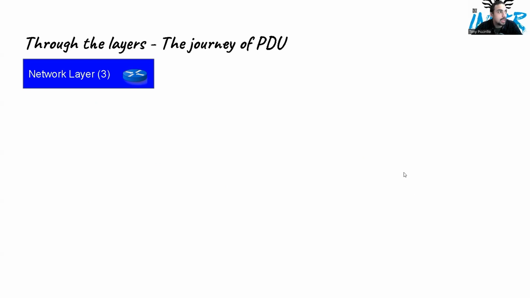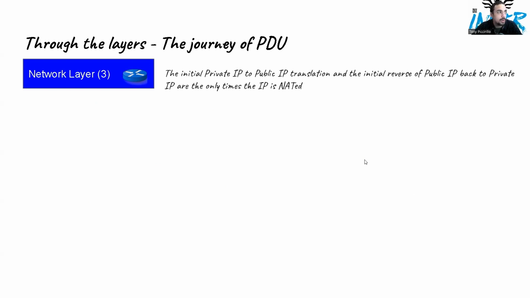The only two times an IP is NATed is when a private IP needs to be translated to a public IP to travel the internet, or when a public IP packet needs to turn into a private IP packet to get back to a computer on a local private network.